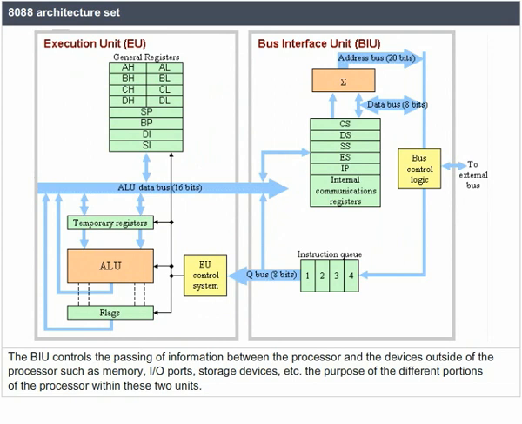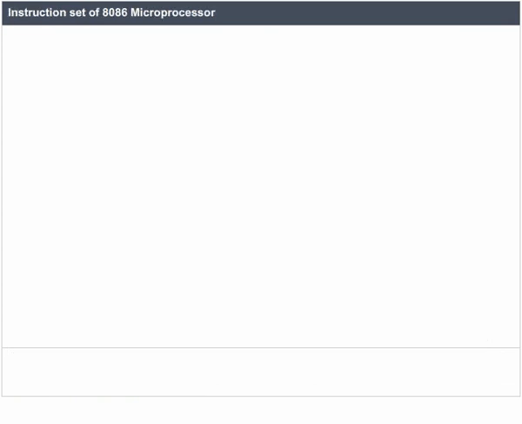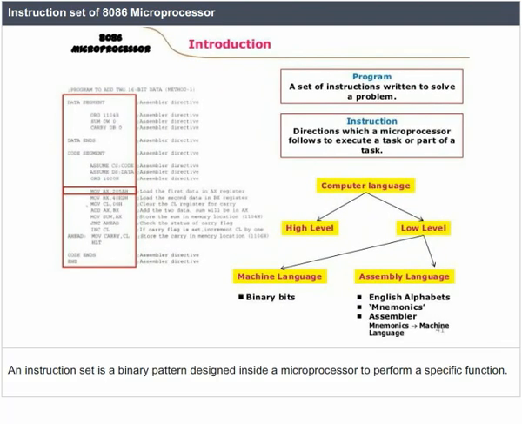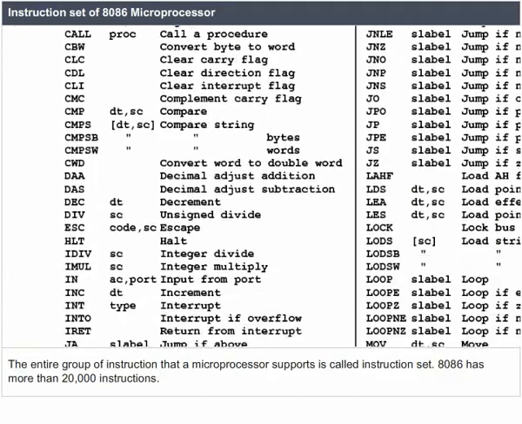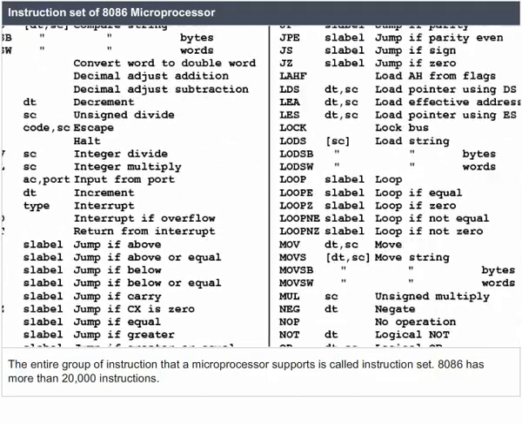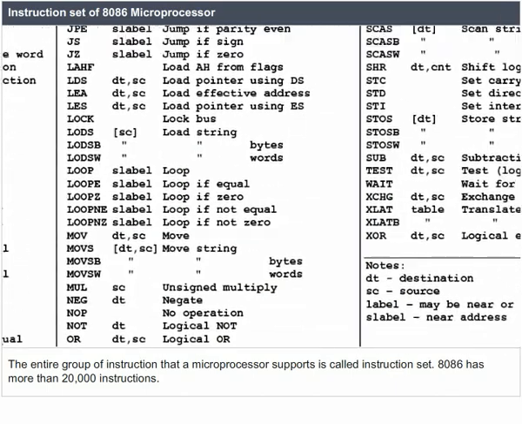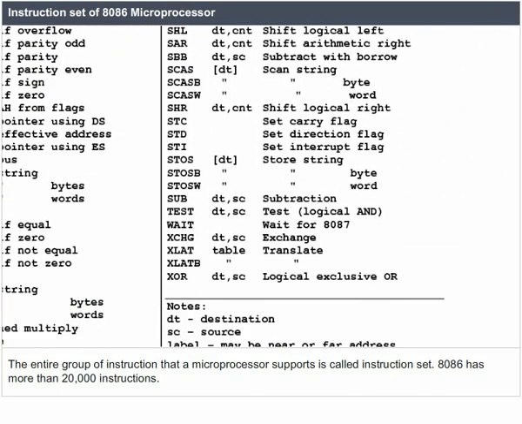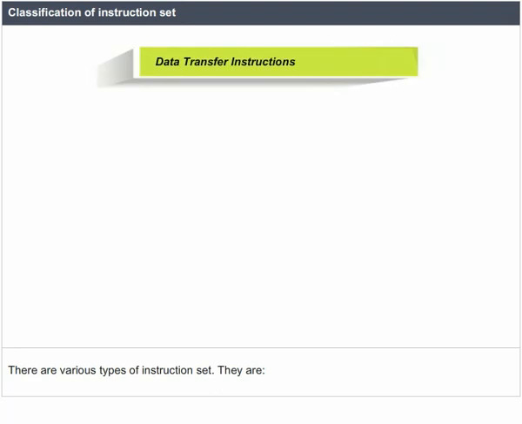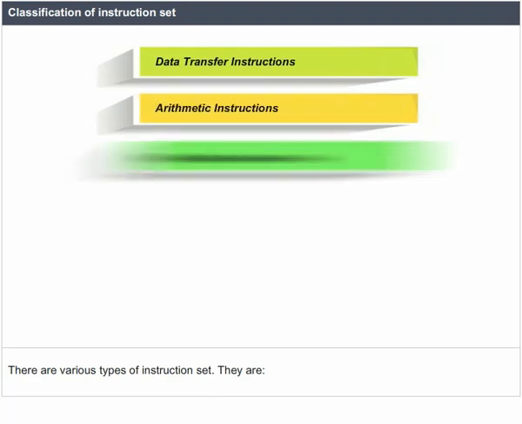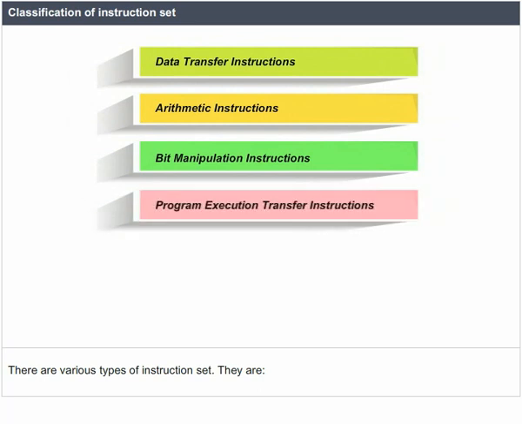Instruction set of 8086 microprocessor. An instruction set is a binary pattern designed inside a microprocessor to perform a specific function. The entire group of instructions that a microprocessor supports is called the instruction set. 8086 has more than 20,000 instructions. Classification of instruction set: there are various types of instruction set. They are data transfer instructions, arithmetic instructions, bit manipulation instructions, program execution transfer instructions, string instructions, processor control instructions.